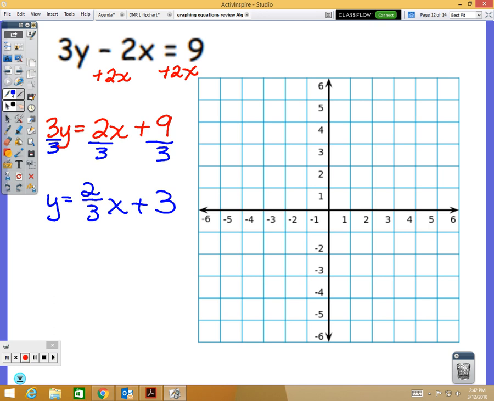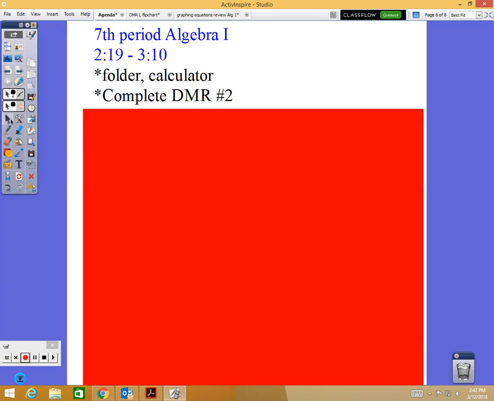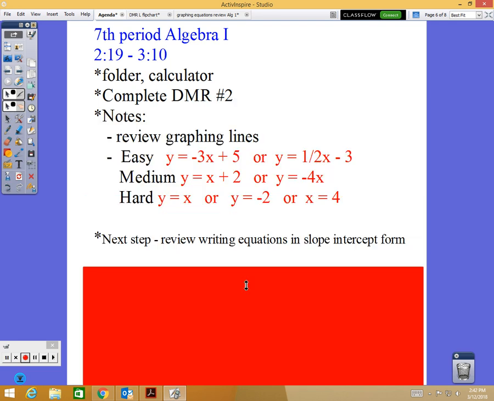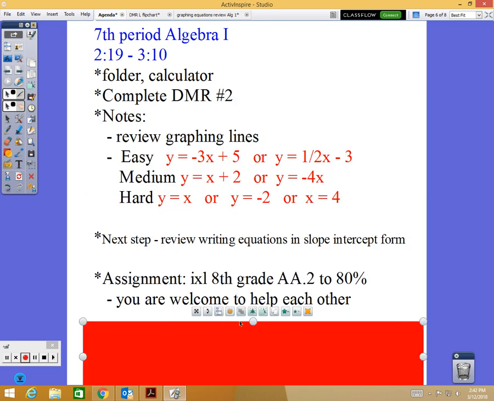Good? Okay, so what you worked on Friday, back to that, you worked on 8th grade AA2. Now, I actually said 60 because at 60 on mine it turned into the equations that you had to rewrite, and I didn't want you to do it. Well, new day is 80.